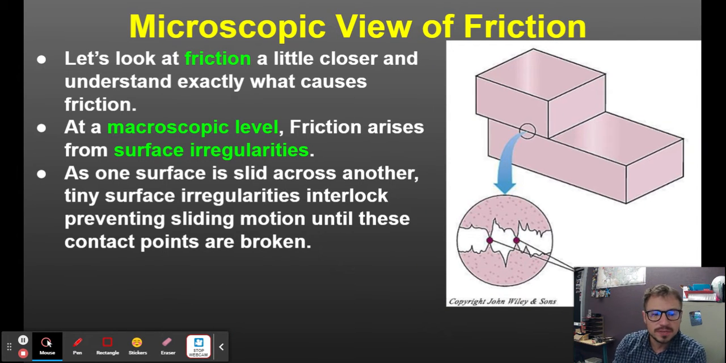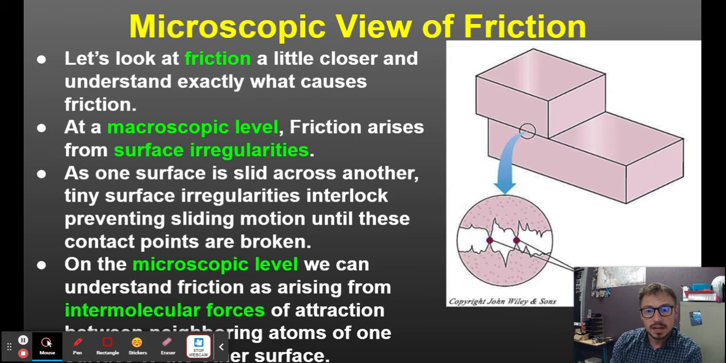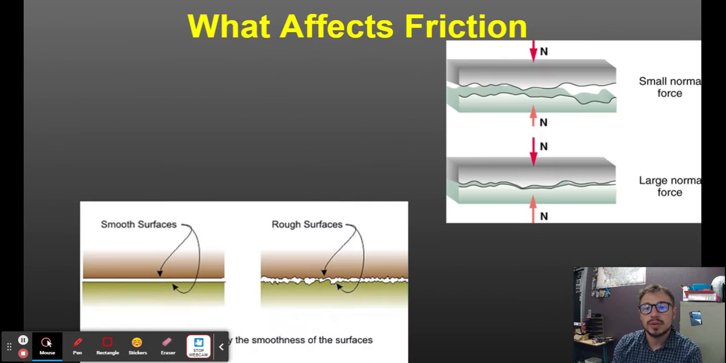If you zoom in on any surface, even a really smooth surface, you'll notice that there are little surface irregularities. And when two surfaces are slid against one another, those surface irregularities catch and bump into each other. If you zoom in even further to the atomic level, those surface irregularities are like intermolecular forces. But we won't worry about that just yet.